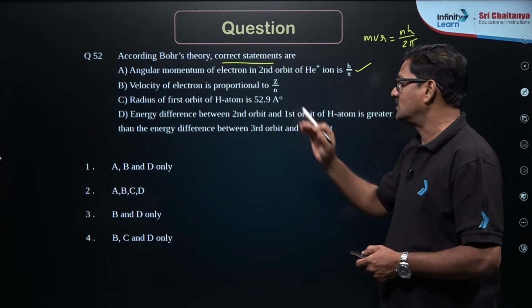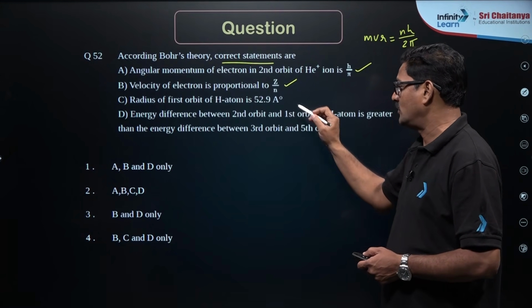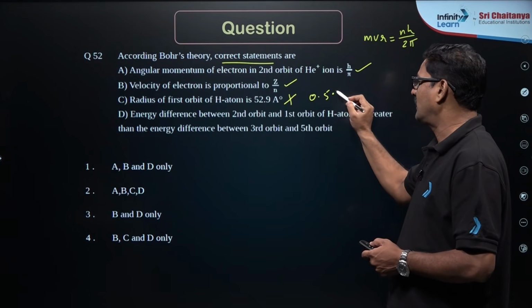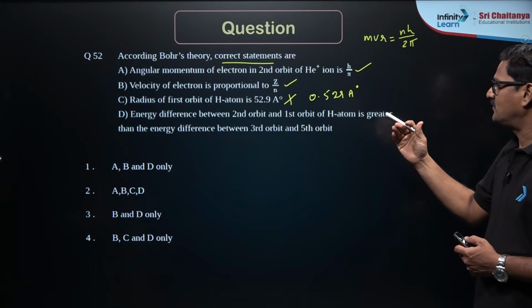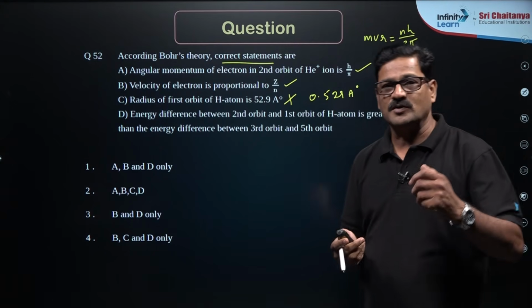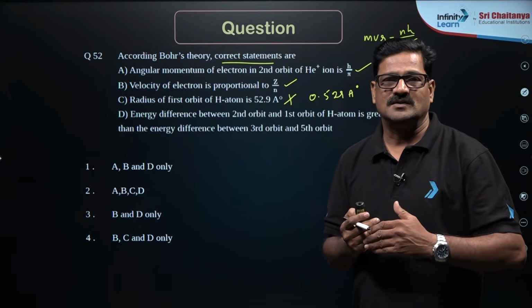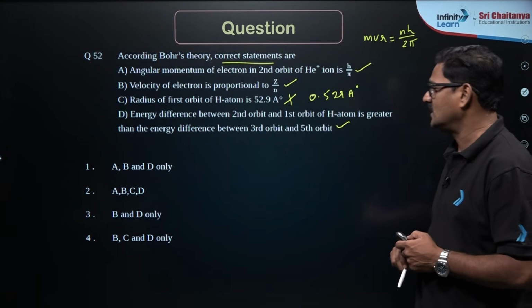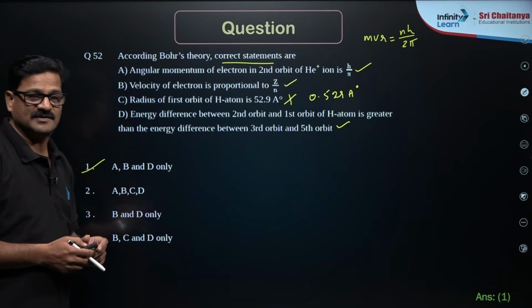Velocity of the electron is proportional to Z by n, it is correct. And the radius of the first orbit of hydrogen atom is going to be 0.529 angstrom units. And the energy difference between the second orbit and first orbit is greater than the energy difference between the third orbit and fifth orbit. So according to Bohr's theory, the difference in the energy levels of subsequent shells decreases as we move away from the nucleus. True. I could say A, B, D only are true. The answer for this question is the first option.